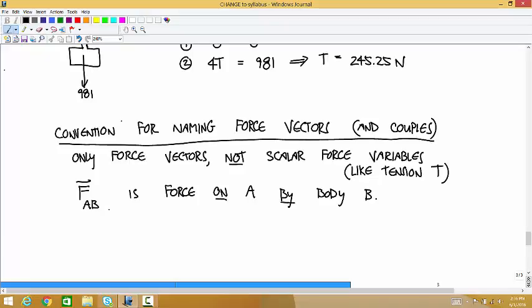One benefit of this is for a single isolated body, all of the forces acting on that body have the same first subscript. Like if you're isolating body A, then all the forces around it are FA1, FA6, FAQ, because A refers to the body that you're isolating.